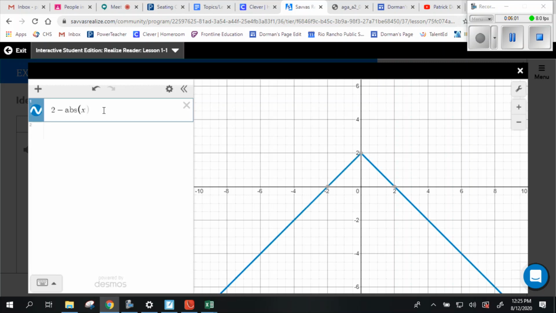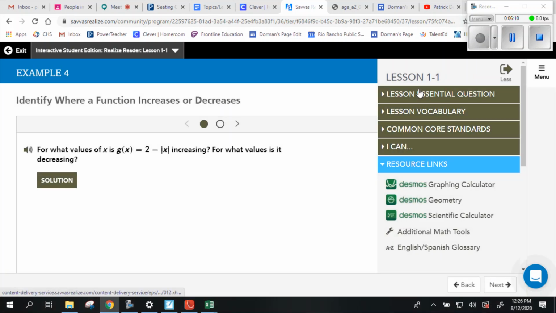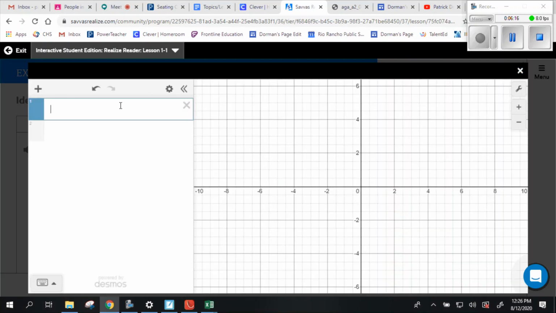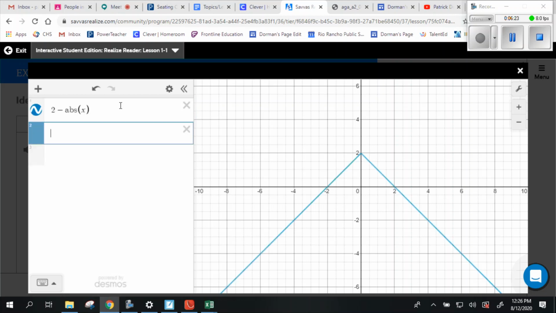When we're talking about where a function is increasing or decreasing, we're saying that if the line is going up, it is increasing. If it's going down, it is decreasing.